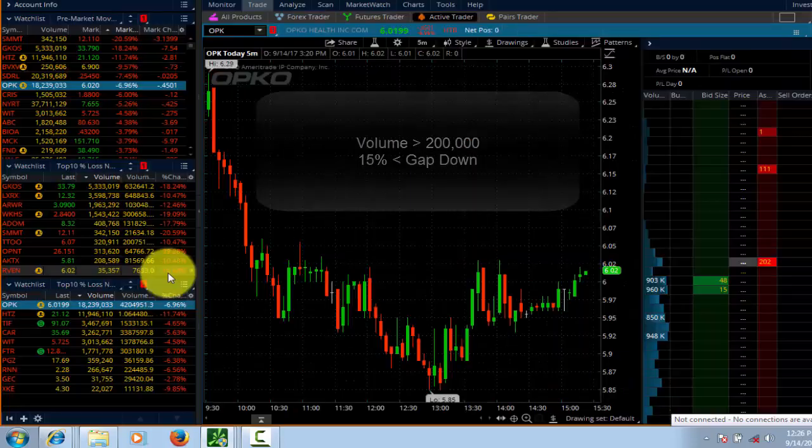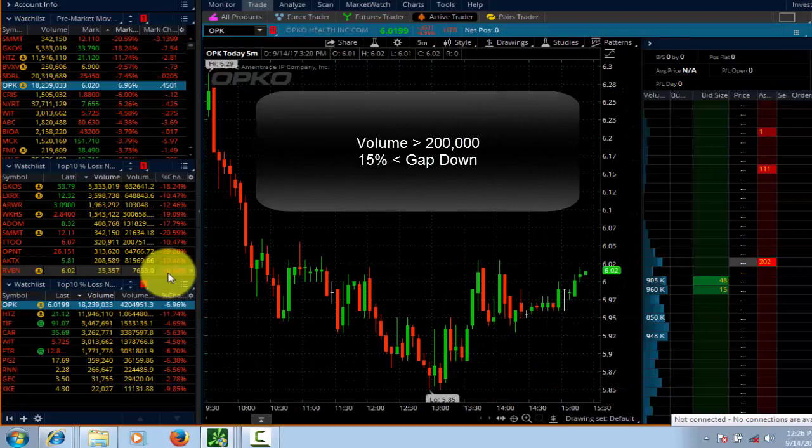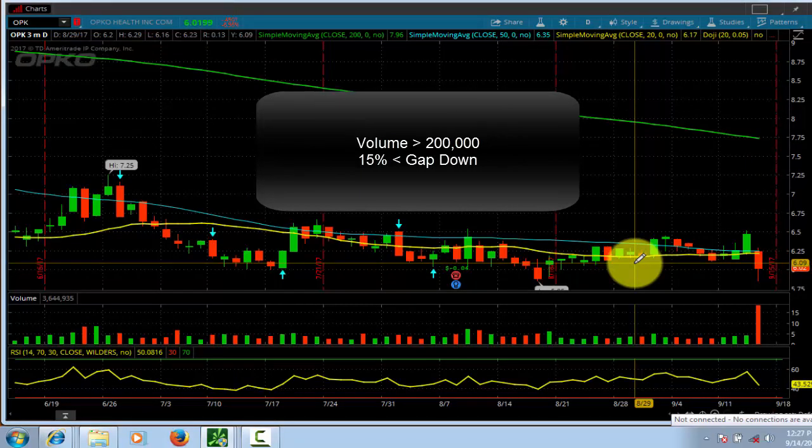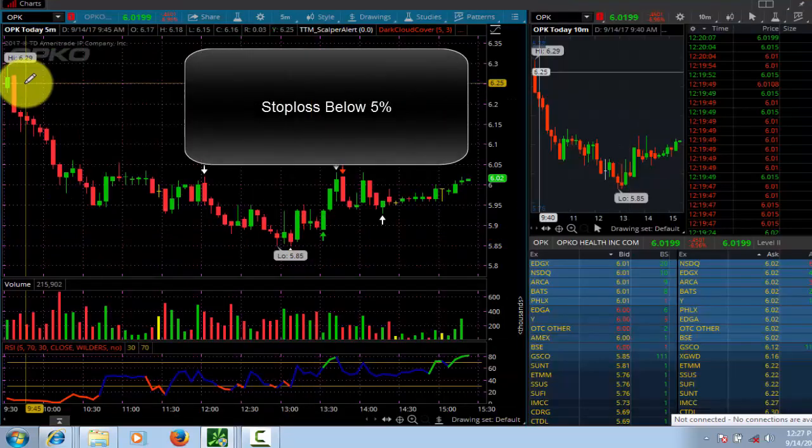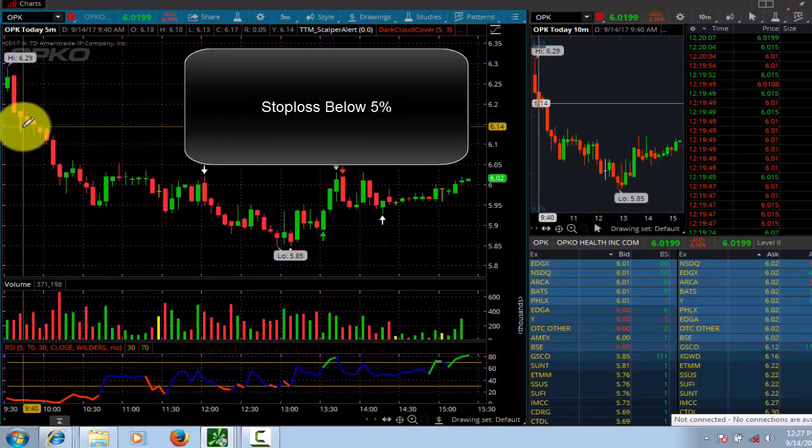which would make me take that trade. The next would be volume over 200,000. I'm looking for only those stocks with a 15% or less gap down. The last thing that I do is calculate my stop loss. Anything over 5%, I would not take the trade.